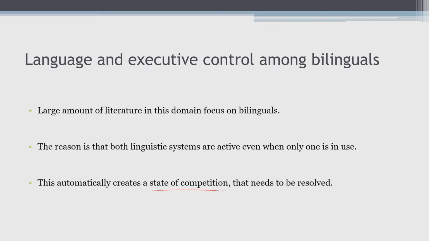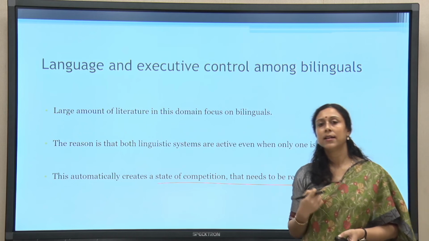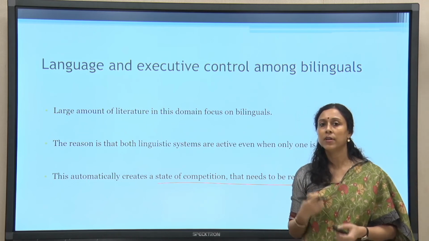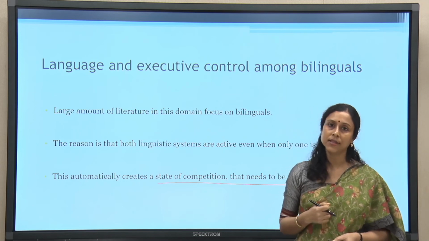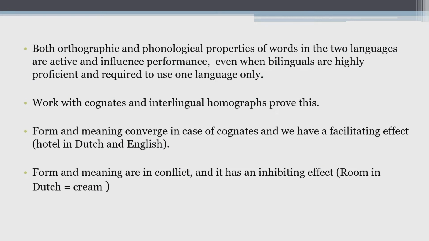A bilingual mind is all the time in a state of competition, because the two languages of a bilingual, or many languages of a multilingual, are all the time active, even though there is no demand on the other languages. Even when only one language is being utilized, other languages are simultaneously active. This is already well known knowledge, established over a long period of time. What we know in this domain is that both orthographic and phonological properties of the words of the two languages are active, and they influence performance even when the bilingual is highly proficient.